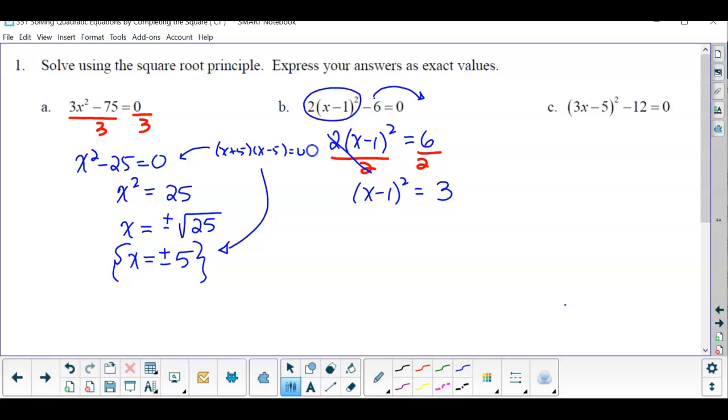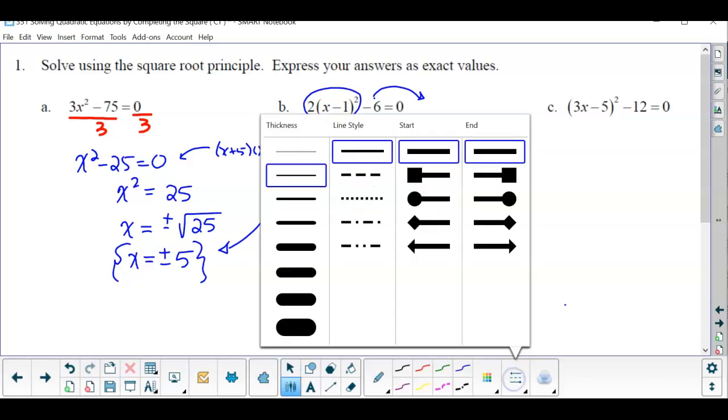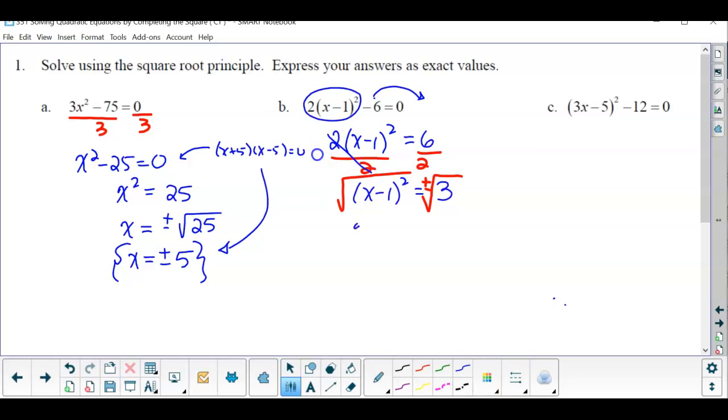So the opposite of squaring a number is square rooting. I'll do it in red actually. And you need a plus or minus because a positive squared is the same as a negative squared. Okay? And so that gives you x minus 1 equals plus or minus root 3. And then to get x by itself, you add 1 to both sides.